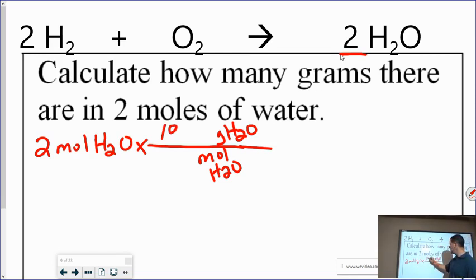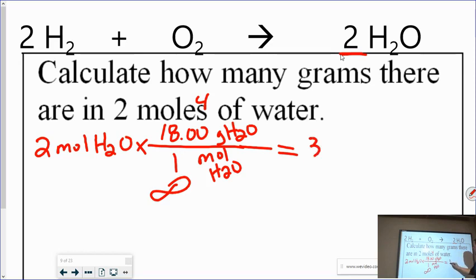So we have 18.00 grams in 1 mole of water. You do the math on that. Infinite sig figs, 4 sig figs right there, so our answer is going to have 4 sig figs. If we do the math on that, we get 36.00 grams of H2O.